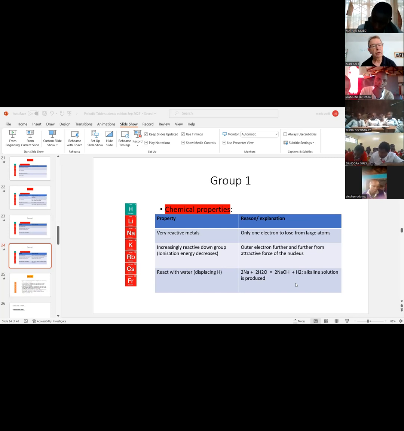Sometimes they ask what you would see. And this is quite a difficult question. But what you can see, you can't say, I saw hydrogen, because we don't know what hydrogen looks like. But I can say it moved around, it floated, I saw bubbles, and the metal disappeared. I can say those.